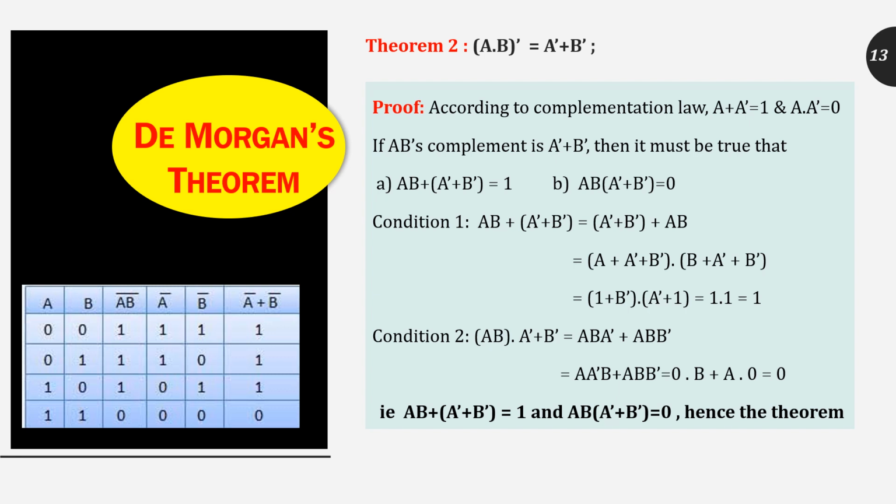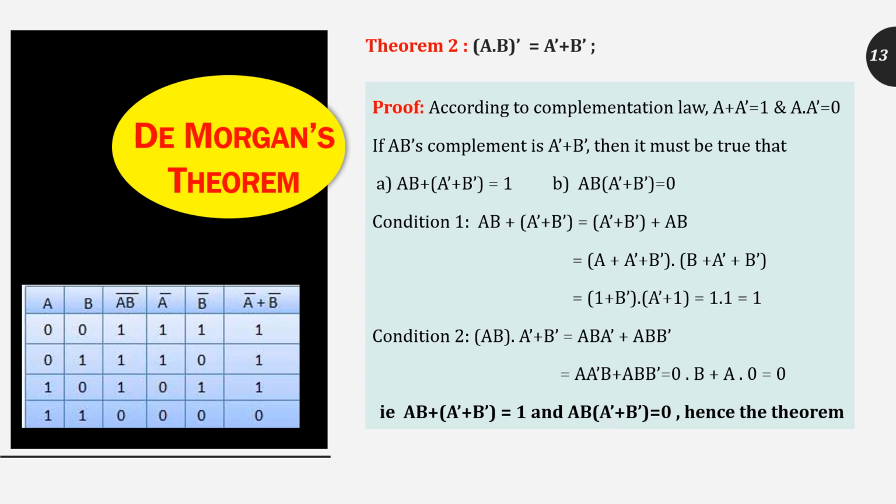Now, if you want to prove this theorem using the algebraic method, we need to recall the complementation law, which states that A plus A bar is equal to 1 and A into A bar is equal to 0. So, according to the theorem, (A·B) the whole bar is given as A bar plus B bar. That is, if AB's complement is A bar plus B bar, then according to the complementation law, it must be true that AB plus (A bar plus B bar) is equal to 1 and AB into (A bar plus B bar) is equal to 0.